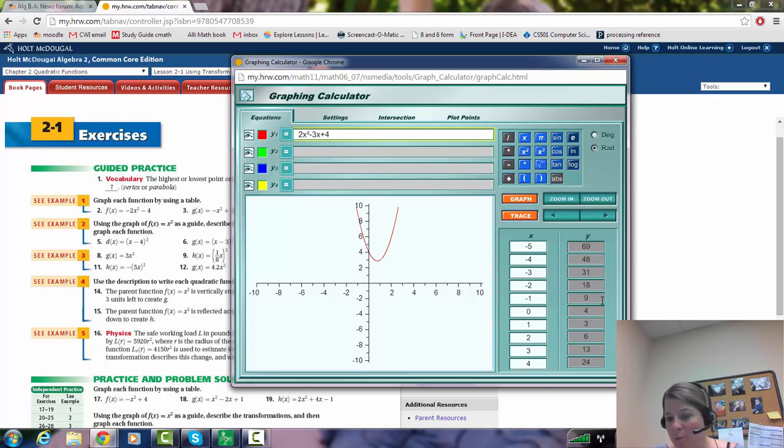You can also see points over here. You can see our point 0, 4. You can see our point 1, 3. You can see our point 2, 6. You can see our point negative 1, 9. So it kind of shows you everything, and you're probably like, well, why did I do it by hand?